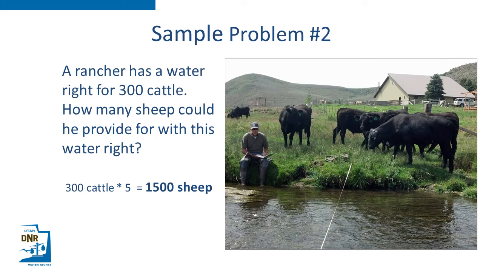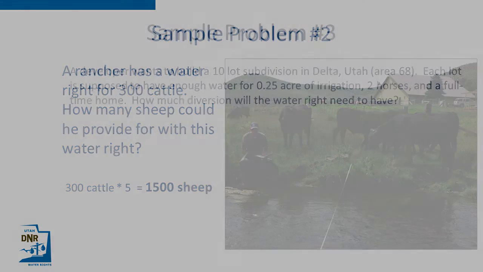So if a farmer had cattle in the past and now he wants to change to sheep, would he need to file a change application for this? No, he would not. It does not matter what type of livestock you are watering as long as you have done the calculations correctly and not using more water than has been historically allotted for that stock watering use.